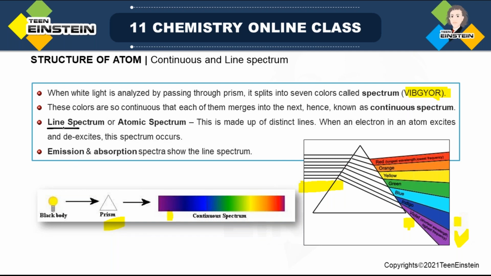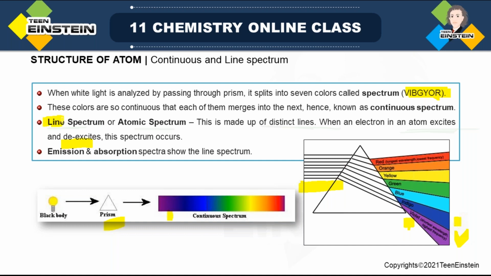Line spectrum is also known as atomic spectrum. Now what is it? This is made up of distinct lines. Suppose there is an atom and there is an electron present in that atom. The electron is excited and again it is de-excited, so there will be some spectrum. This type of line spectrum or atomic spectrum has a completely different nature, not like a continuous spectrum. That is why the name is different. Now we are calling it line spectrum.